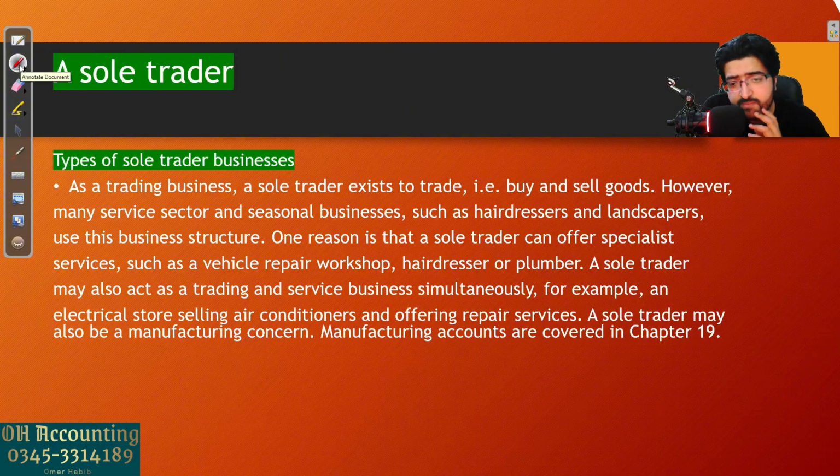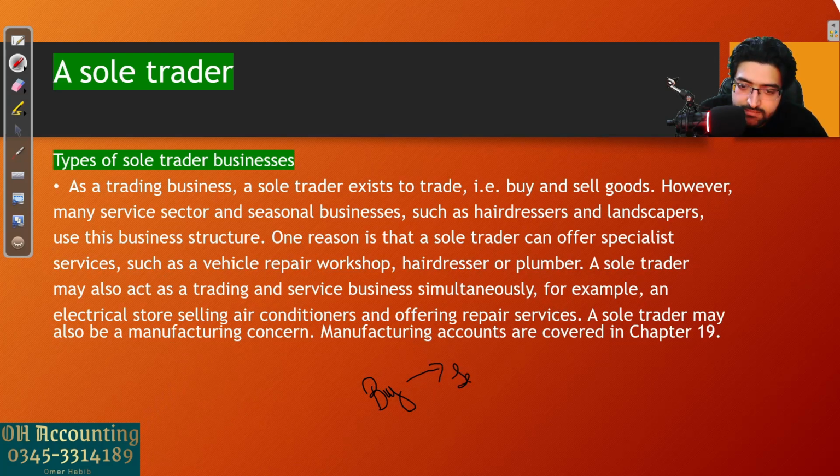What's written here is how a sole trader business can exist. You can either be a business that buys goods from someone. In simple words, you're buying goods from someone and then reselling them to your customers. Buy goods in bulk and then sell them to your customers. On the other hand, you can also manufacture your own goods and then sell them to your customers. Manufacture and sell.